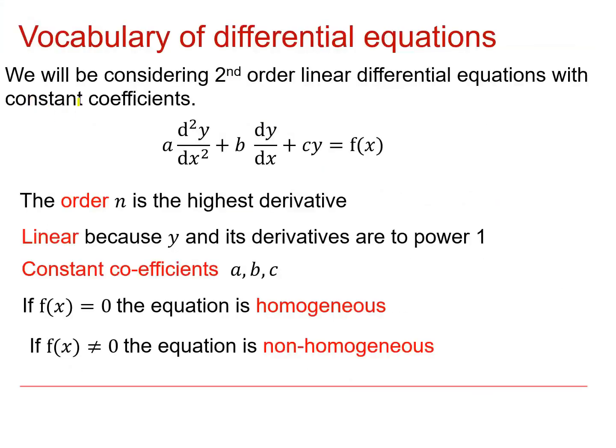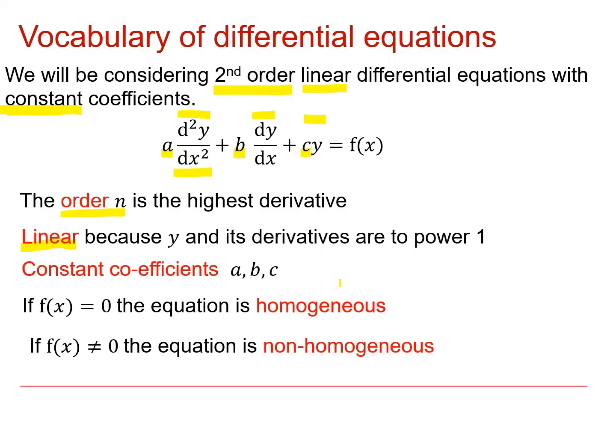We're going to start by considering the vocabulary of differential equations which we're going to use throughout this sequence of videos. We're actually going to be looking at second order linear differential equations with constant coefficients. Let's pull those pieces apart. Well, first of all, the order is the highest derivative, and the highest derivative we've got here is the second derivative, d2y by dx squared, so it's second order. It's linear because anything involving y or its derivatives has a power of 1. And constant coefficients a, b and c are self-explanatory.